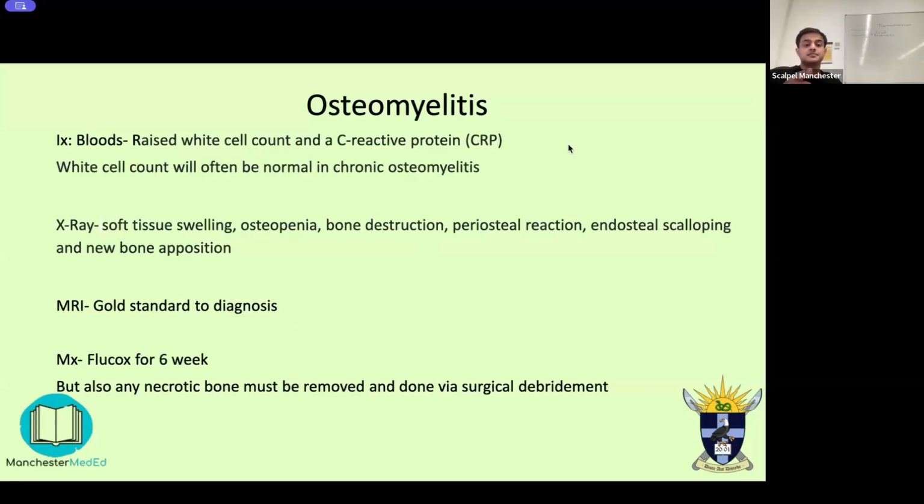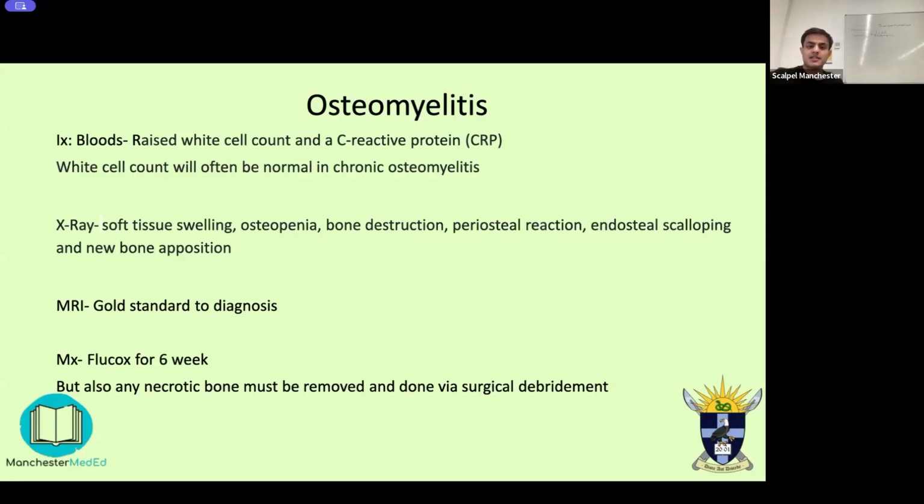So this is now talking about raised white cell count and high CRP are only present in acute osteomyelitis. In your chronic osteomyelitis, I guess your body becomes used to the infection being there and the white cell count stays normal, which is what I'm suspecting happens. And then doing an X-ray is where you're really going to find out that there's possibly osteomyelitis there. You're going to have soft tissue swelling, osteopenia, bone destruction, periosteal reactions, endosteal scalloping, and new bone apposition. And then you want to give an MRI, as that's the gold standard to diagnose.